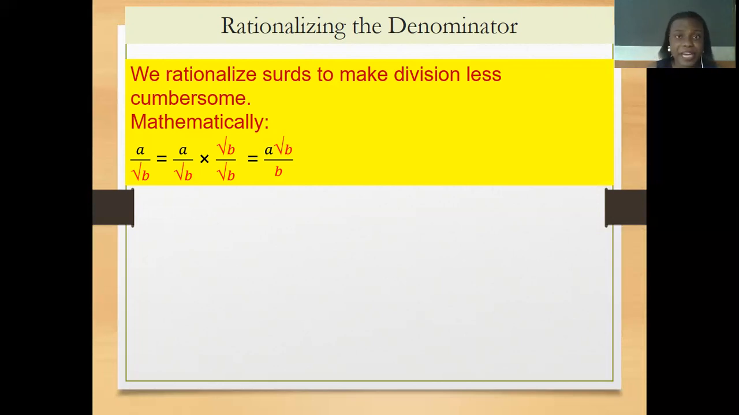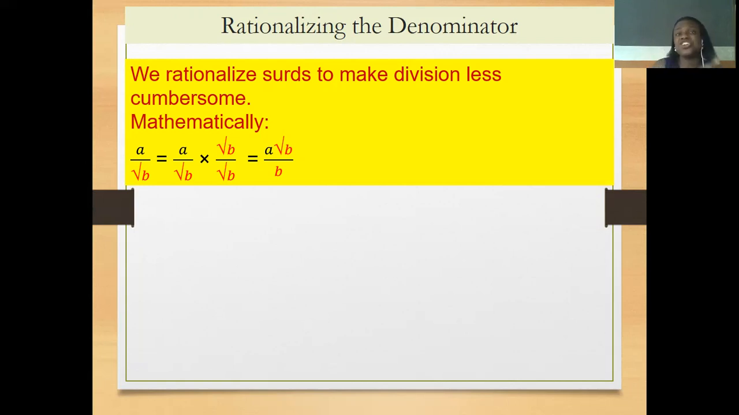Now, how does it work? You take that expression you've been given that has a root underneath, and then you multiply both the numerator and the denominator by that same root. Okay, so we have A over root B now. So we pick root B, and we use root B to multiply both the numerator and the denominator. By the time you do that, you would have A root B over, now root B times root B is what? B. We've established that. So A root B over B.